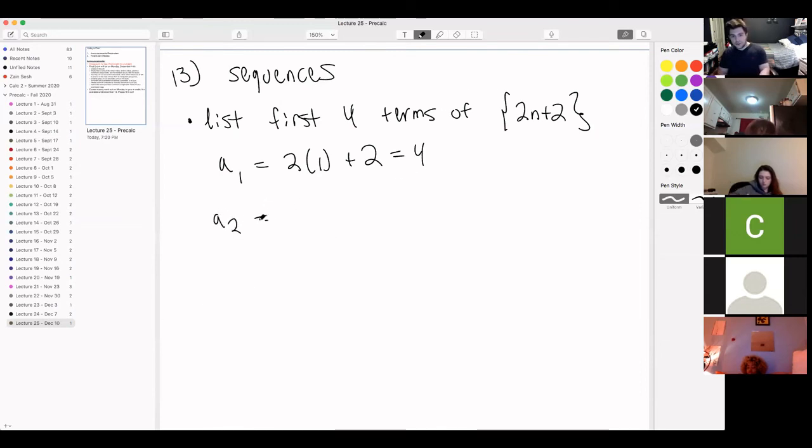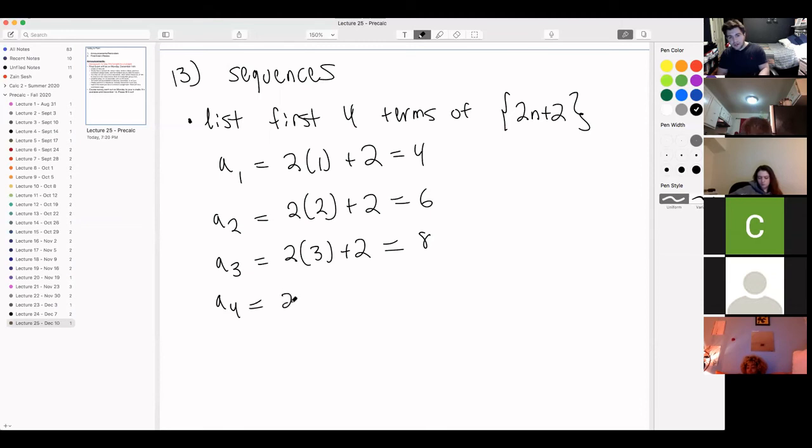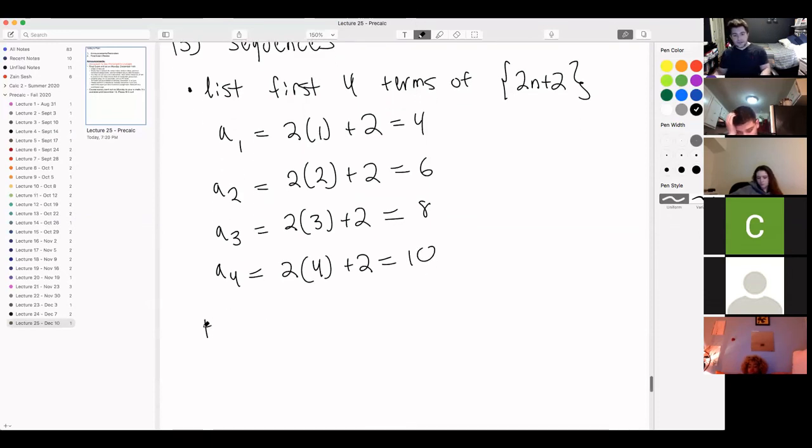A sub 2, very similarly, you plug in 2 for n. So it's 2 times 2 plus 2. So what's this? This is 6. So you just keep going with this. Plug in 3, 2 times 3 plus 2. This is 8, and then a sub 4. You plug in n equals 4, and this is 10, right? Okay. Now this is explicitly defined.